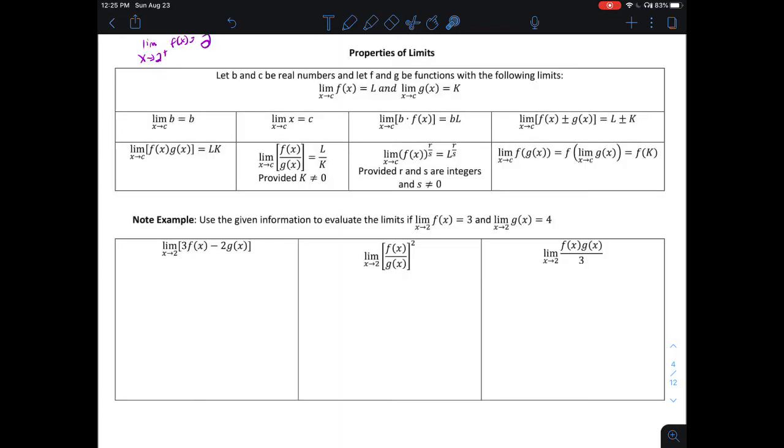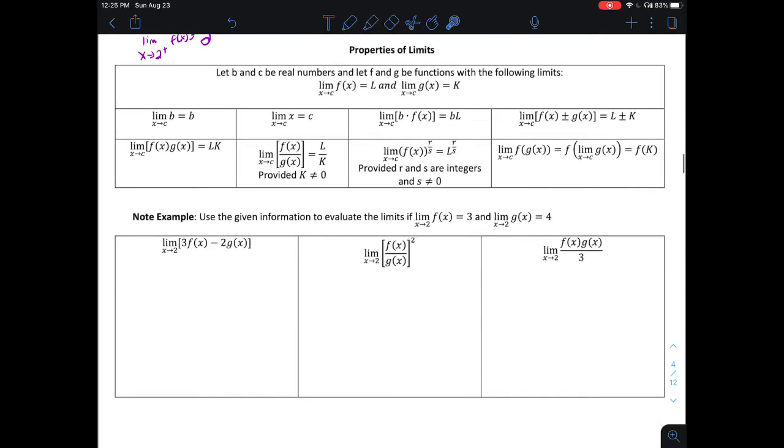All right, the last part of this video is to talk about some properties of limits. I have a little table here, but I'm going to talk about a couple of them. For this table, let's assume that the limit as x approaches c of f is equal to some constant L, and the limit as x approaches the same value c for function g is equal to k. And we have some real numbers represented by constants b and c.